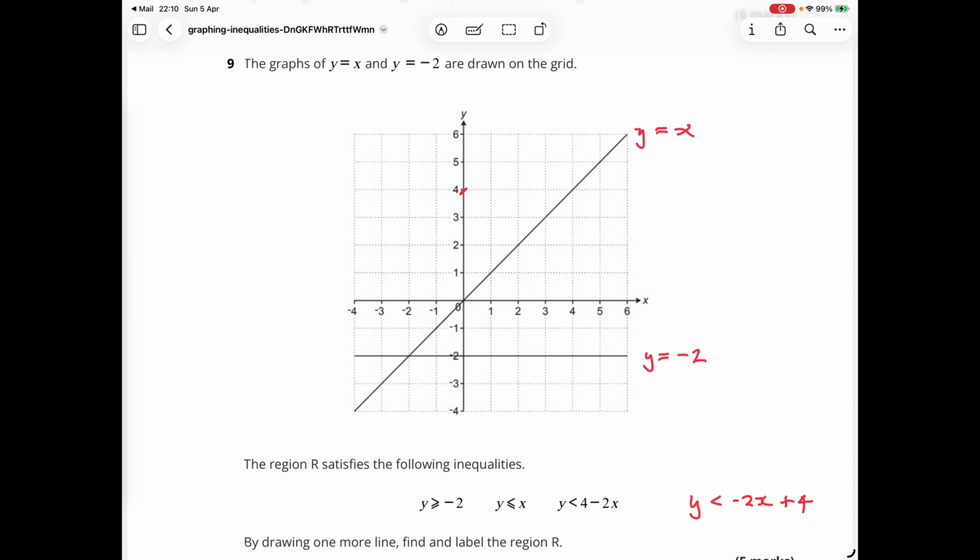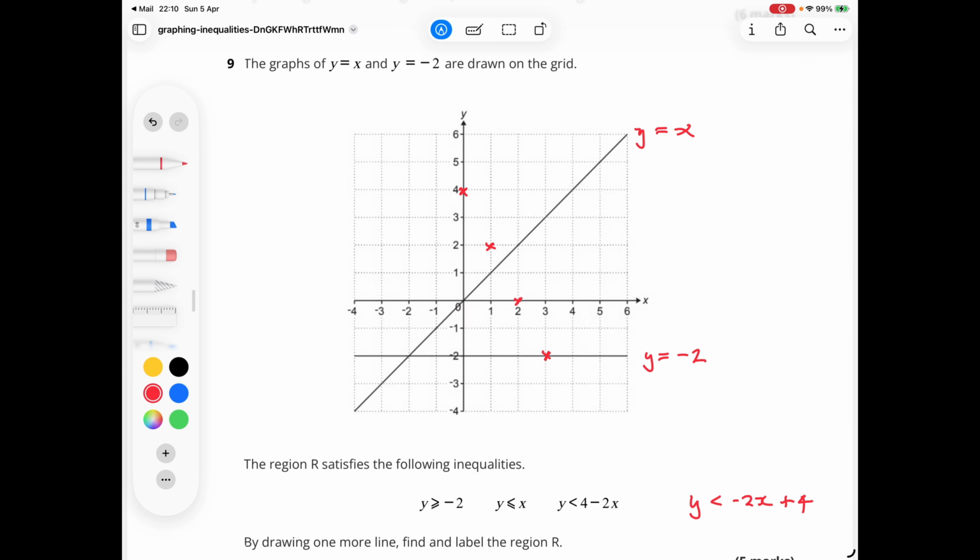So 4 is where it's going through, and if we're going minus 2x, means we go down 2 and along 1, down 2 and along 1, down 2 and along 1. You get the idea. So that gives us this. Well done. Okay, now we have 3 different regions.